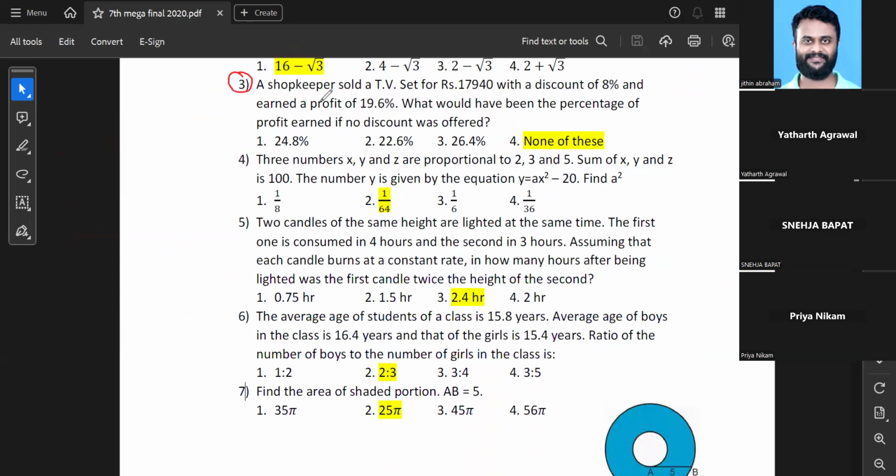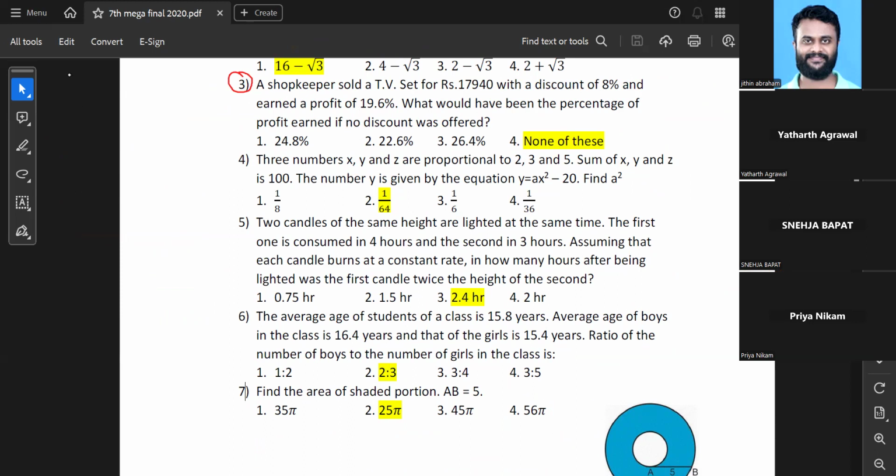A shopkeeper sold a TV set for 17,940 with a discount of 8%. So after the 8% discount, this was the selling price. And earned a profit of 19.6%. What would have been the percentage of profit if no discount was offered? So obviously the profit should have been more, but how much more? We'll have to calculate that.